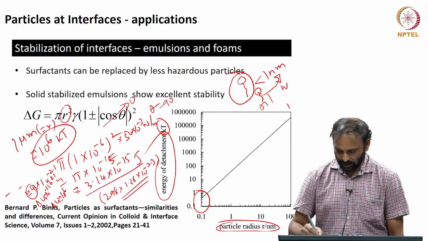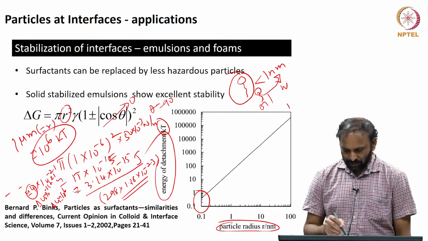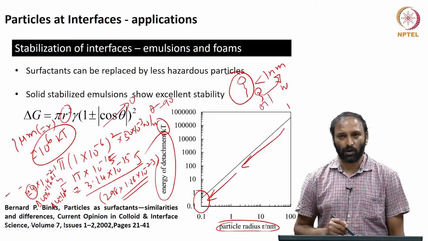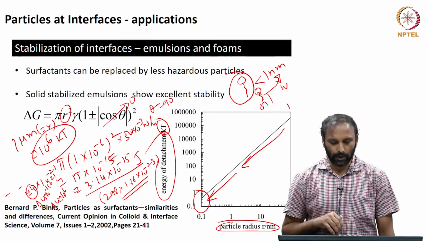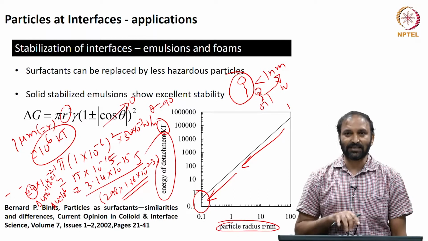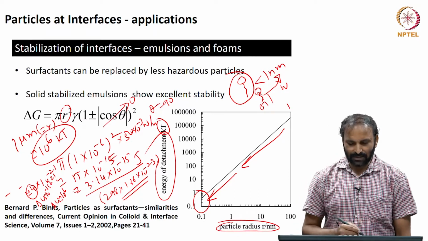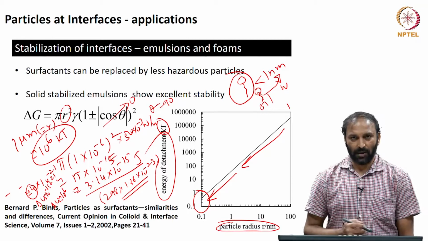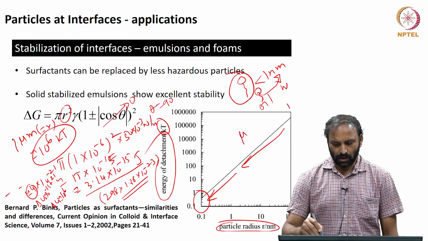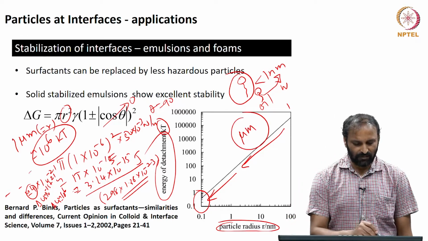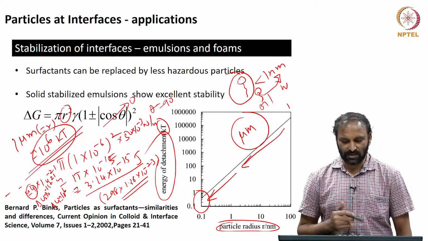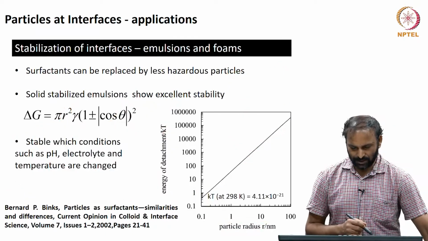So, what you are seeing here is a plot of the detachment energy as a function of dimension. As the particle size becomes smaller and smaller, the energy required to dislodge the particle into one of the phases becomes smaller. That means they can easily escape the interface, and such an emulsion would not be highly stable. On the contrary, if you use particles which are micrometer in dimension, the energy of detachment is of the order of 10 power 6 kBT. That gives excellent stability for particle stabilized emulsions.